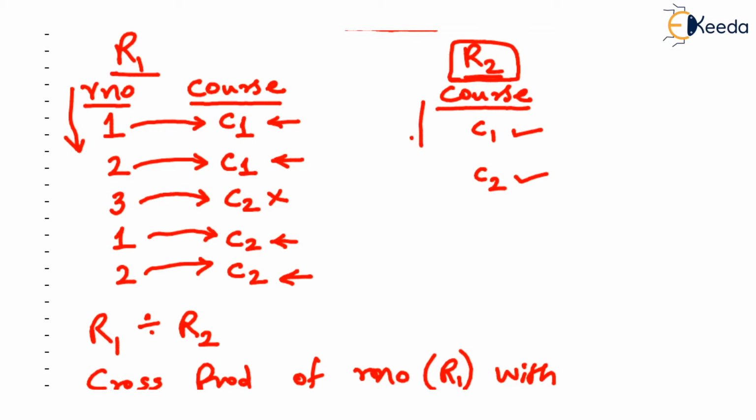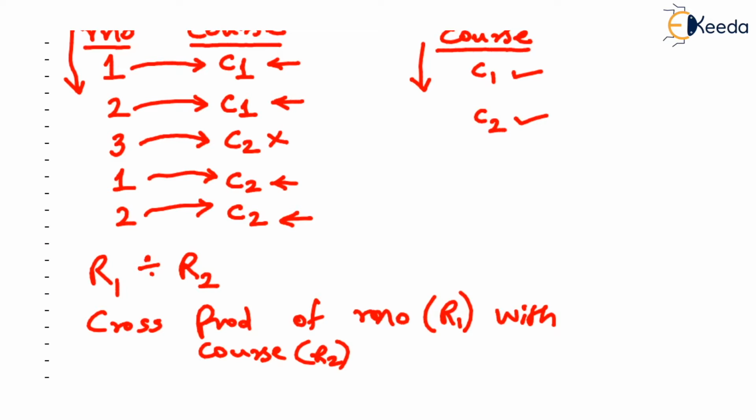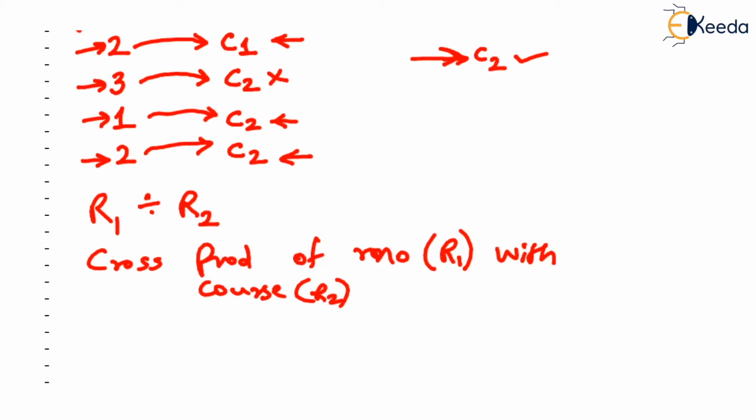Let's first find this cross product and then understand why this is done. As you know, cross product means each entry in the roll number will be joined with each entry in the course. So 1 will be joined with C1, 1 will be joined with C2, 2 will be joined with C1, 2 with C2, 3 with C1 and C2. We won't get duplicate rows. So the cross product can be written like this.